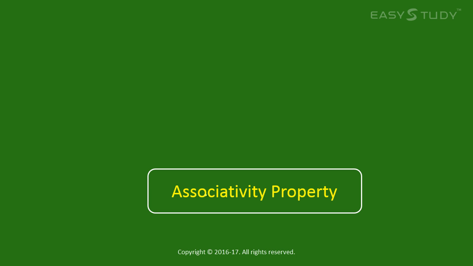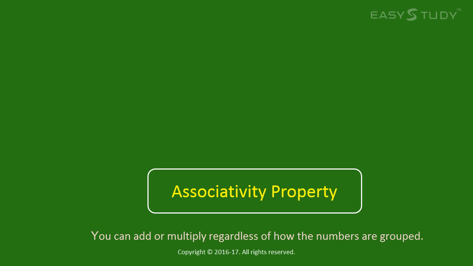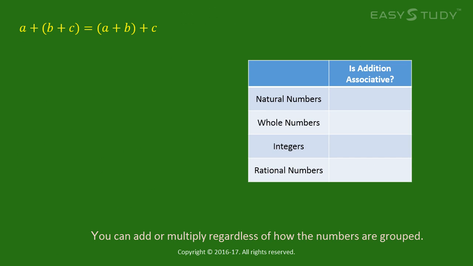Hi, in this video you will learn about the associativity property. Let's say you have a group of numbers. According to this property, if you are performing addition or multiplication on a group of numbers, then how you group the numbers does not change the result. Let's start with the addition operation.